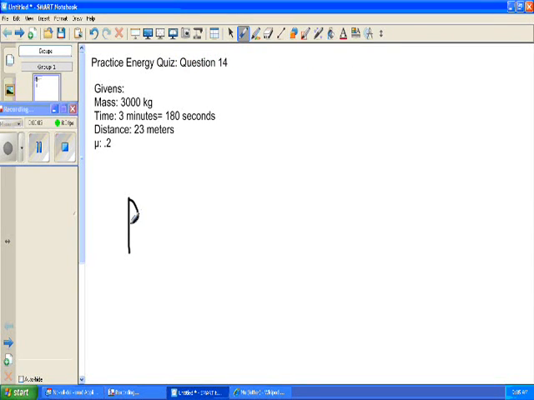This is question 14 on the PQE worksheet, and we're solving for power. We have a mic. Power equals work over time.